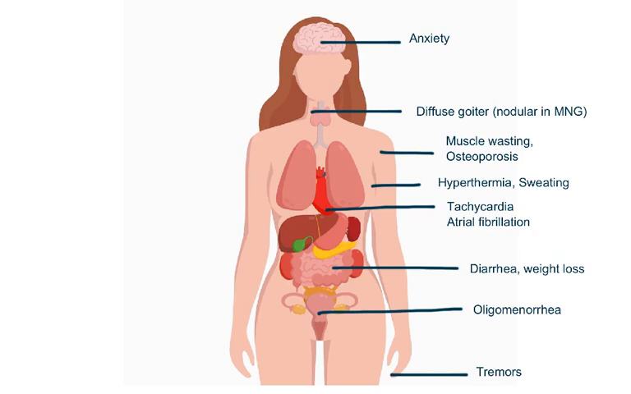Gastric motility is increased, so the patient will have diarrhea. Due to increase in BMR, the patient will present with weight loss. Menstrual cycle is also disturbed, leading to oligomenorrhea. When you examine the patient, you will find a diffuse goiter in Graves' disease and a nodular goiter in multinodular goiter, and you will find that the patient will have hand tremors.